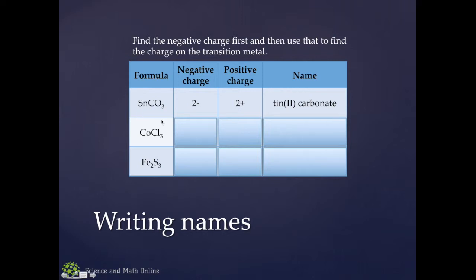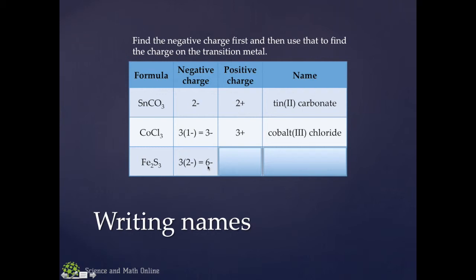Chloride has a 1 minus charge, but I have 3 of them. So my negative charge is 3 minus. That means my cobalt needs to be 3 plus. And therefore I get cobalt 3 chloride. And then same thing for iron. I've got 3 sulfurs, 2 minus each, for a total of 6. So I need to get 6 plus for my iron, but I have 2 of them. So each iron is 3 plus. That gives me iron 3 sulfide.